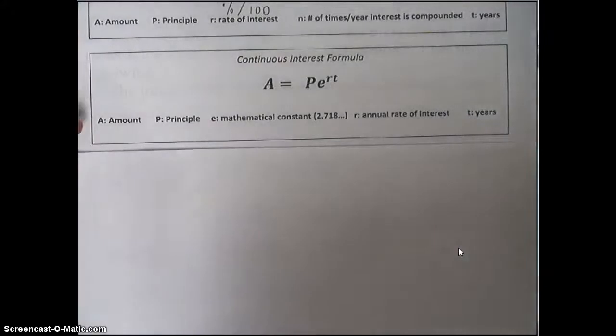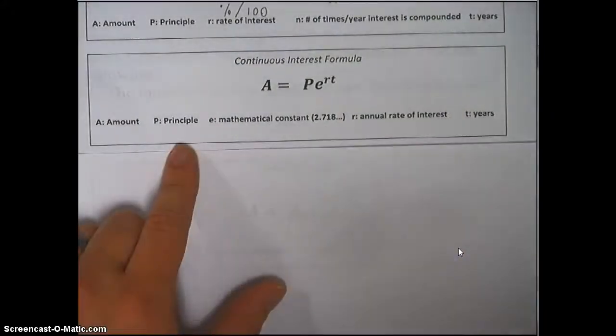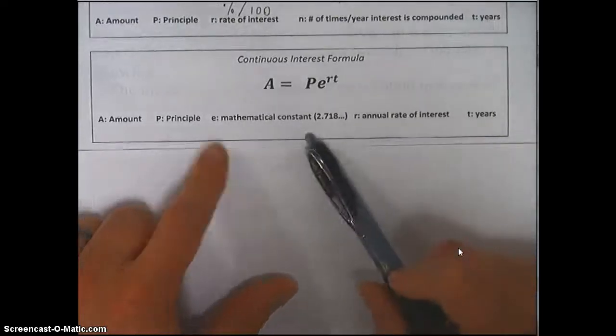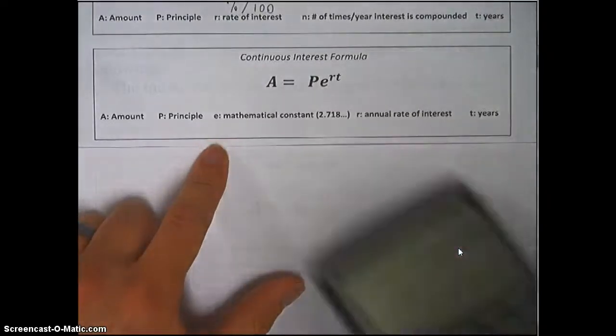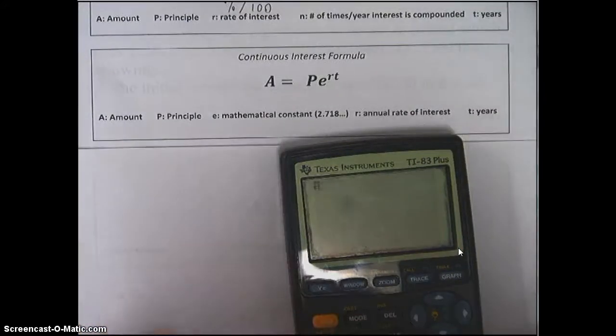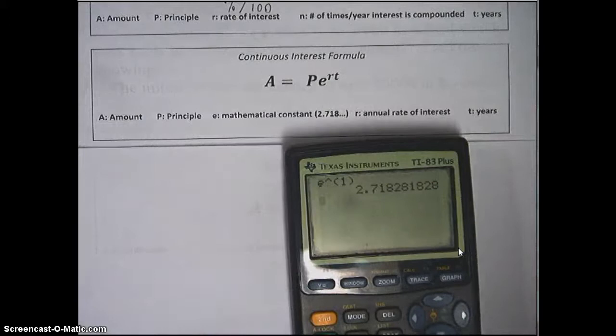A is the final amount after t years. P is still the principal, your starting amount. R is still your annual rate of interest. Now, e is just a mathematical constant. Remember, if you type e to the power of 1 into the calculator, it's this number, 2.718281828. It's like pi. It's just a different number. e is an irrational number, just like pi.